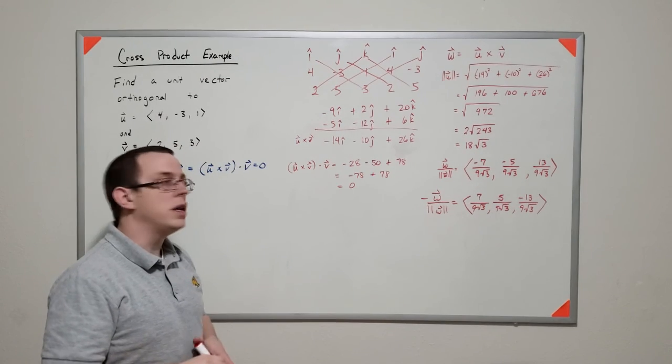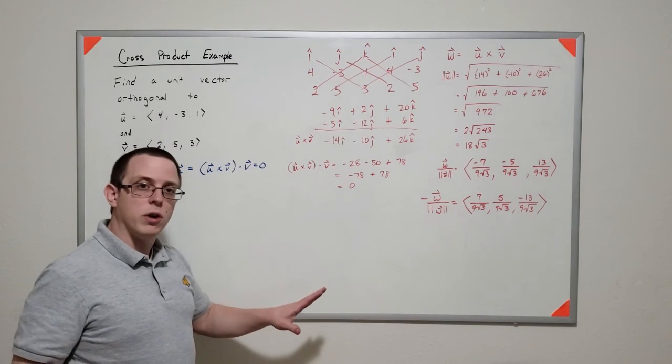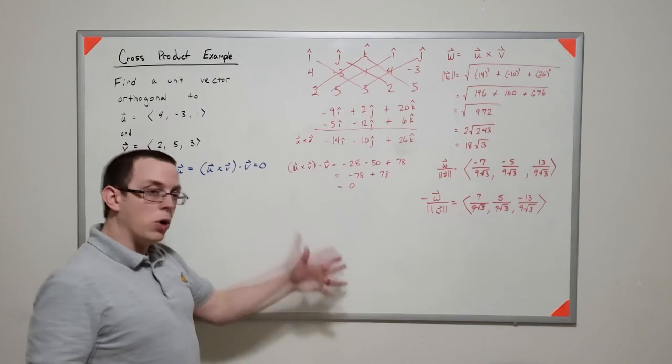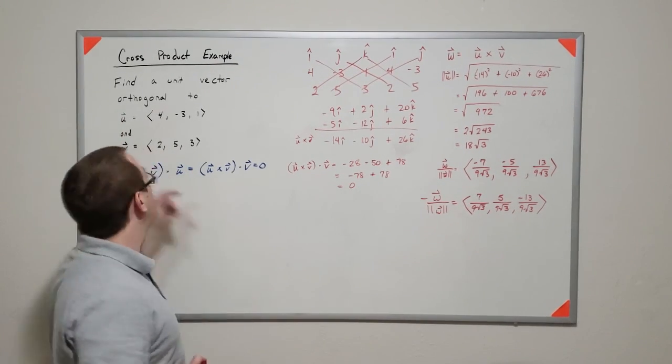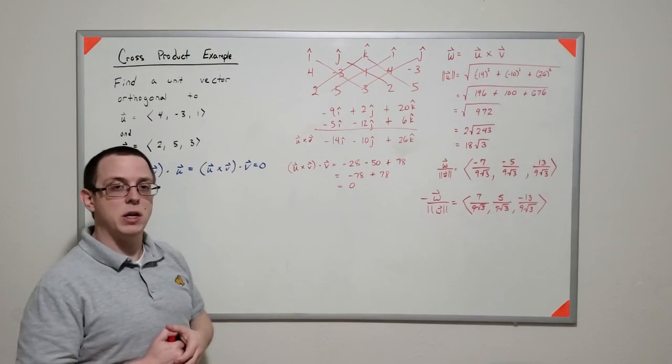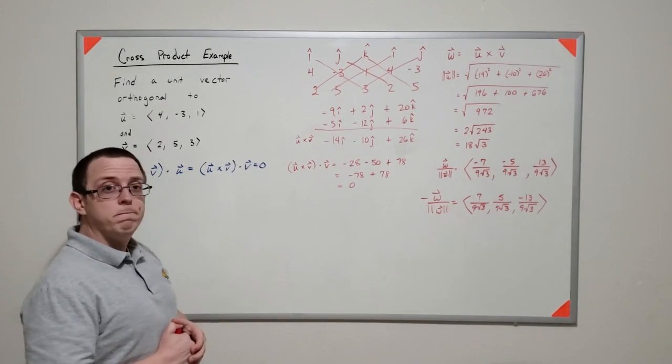So what we find is that in general, either one of those will work because they're both unit vectors and they both will have the dot product with U and with V equal to 0. And there's your example.